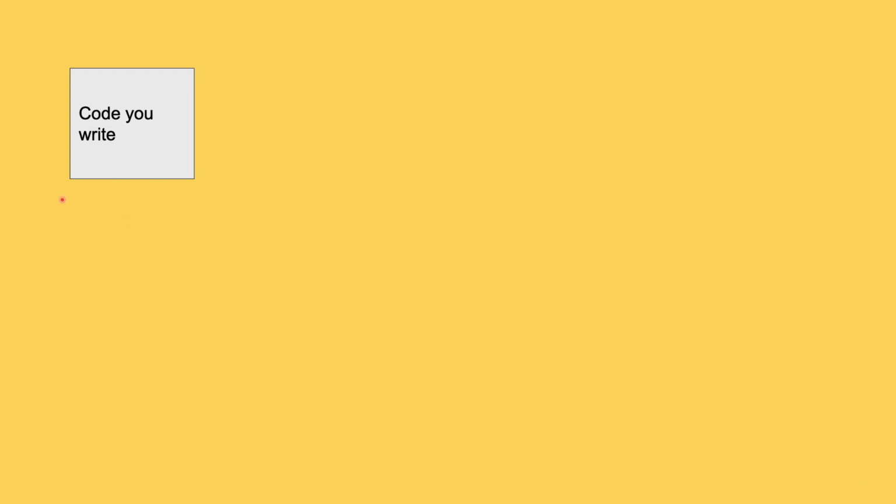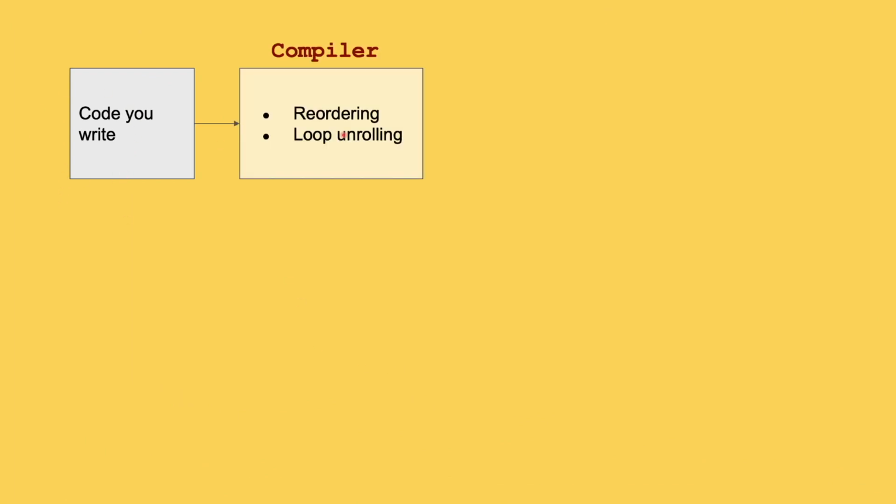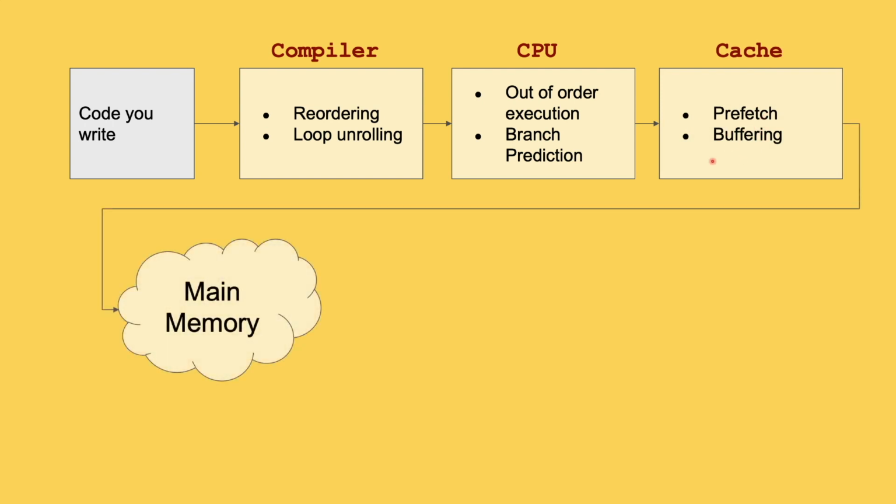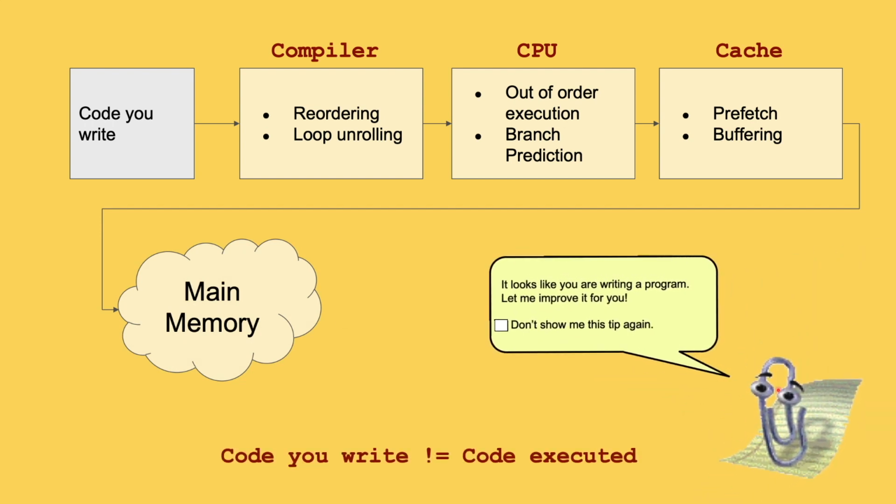Now, there are other problems. The code that you write goes through some compiler optimization, for example, reordering and loop unrolling, and then goes through some CPU optimization in hardware, for example, out of order execution and branch prediction, and then there's cache that does some more optimizations on top of this by prefetching and buffering, and only then the result would go inside main memory. So it looks like your system is continuously trying to optimize and modify your code. That means the code you write is usually not the code that is getting executed.